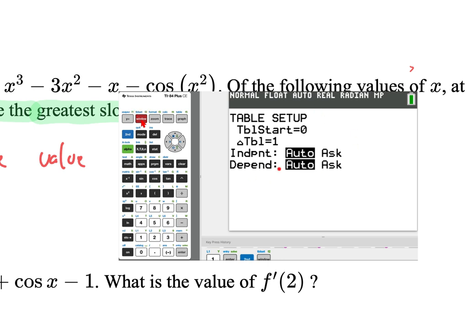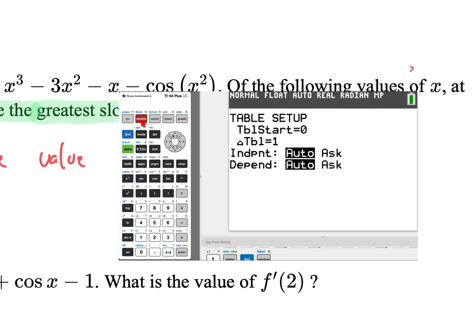So what this menu is here is we're going to ultimately get a table, but this is the table setup. And this is going to tell us where our table starts. When it has a table, the first value, the top value is going to be 0, the top x value. And then this tells us how the x values change as you go down. So this says it's going to start at 0 and it's going to go up by 1 every x value that we plug into the function.